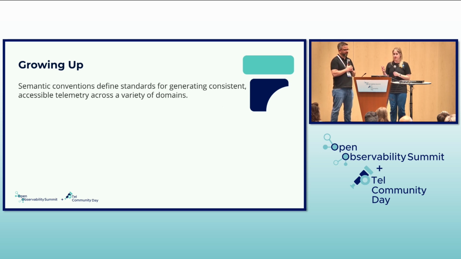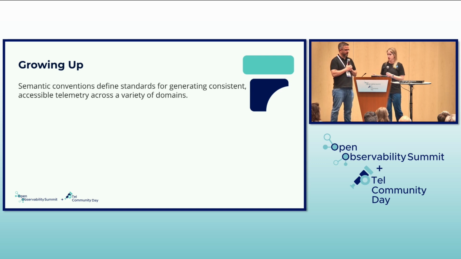You might find that you're trying to describe everything, giving these names to these attributes, but you want to be a little bit more consistent over time. You want to be able to reach for the same attributes, the same names, so that you and your other teams are speaking the same language. That's where semantic conventions come in. If you were listening to the keynote earlier, they talked about how important semantic conventions are. They define standards for generating consistent, accessible telemetry across a variety of domains.